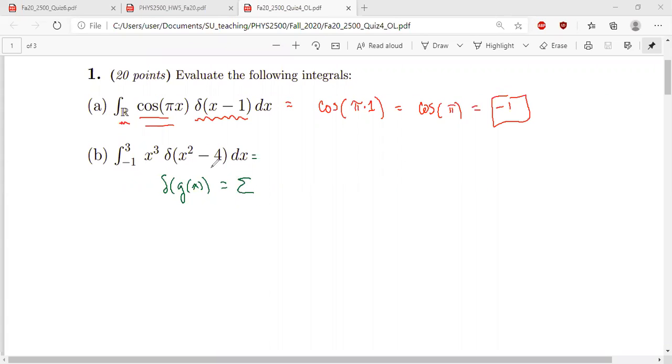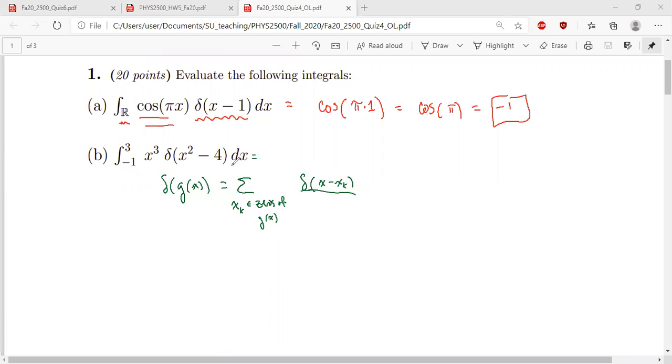So again, we care about all the places where the argument is 0. So we'll call them zeros of g of x. We have to evaluate this at all of the places where g of x itself goes to 0. It is a delta function, and that's delta of x minus x_k.